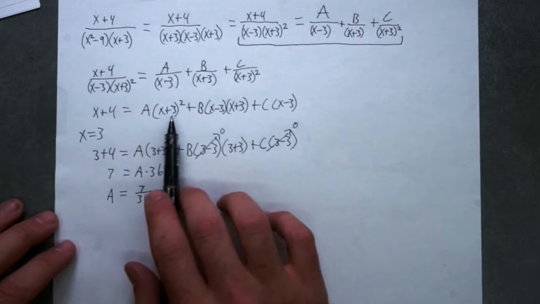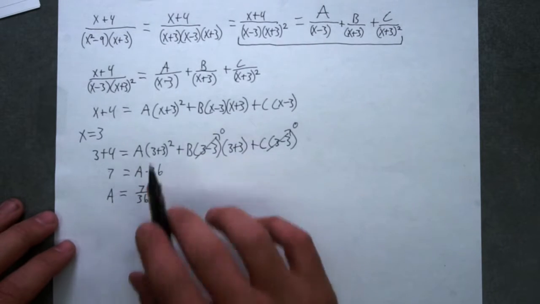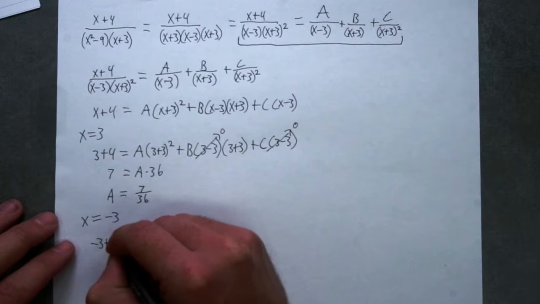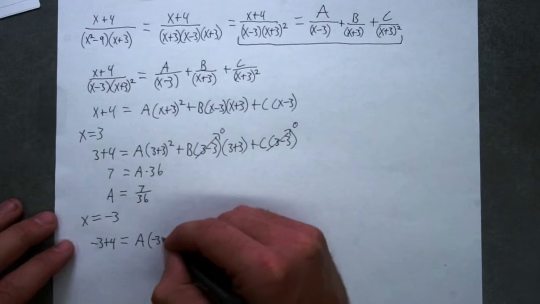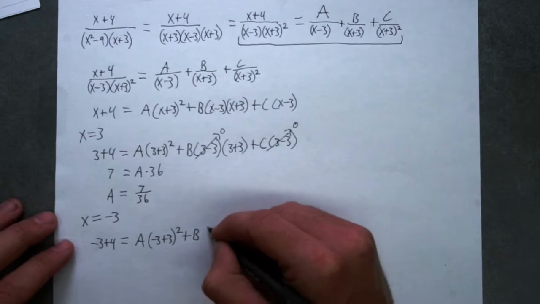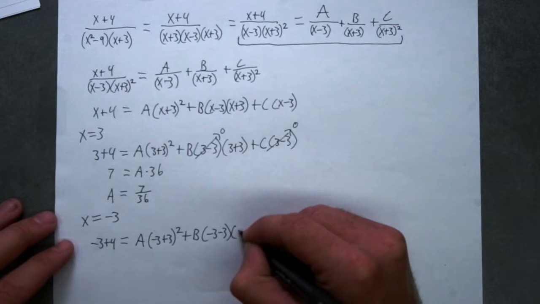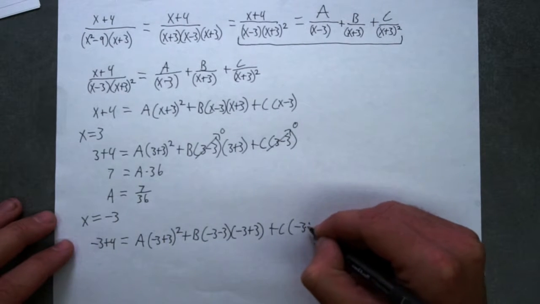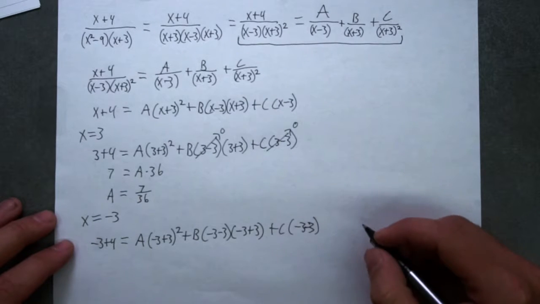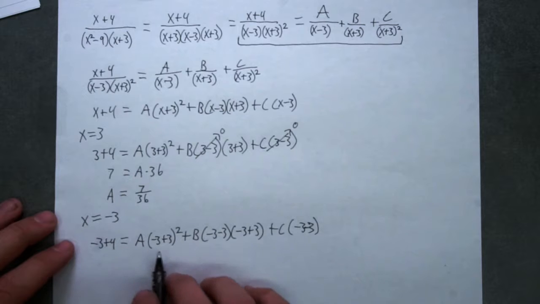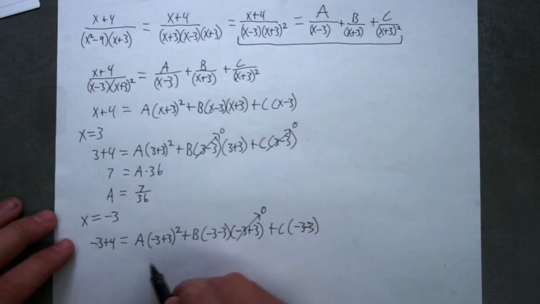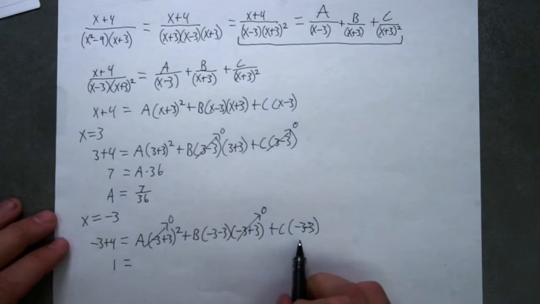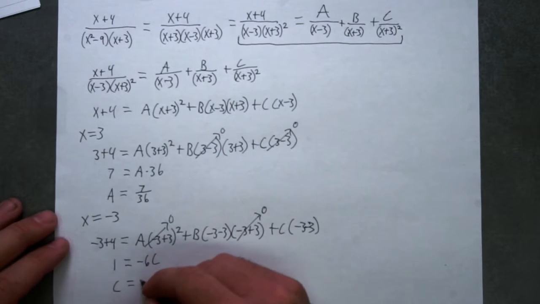Another convenient value would be −3 in this case. That would turn these terms to 0. So if we select x = −3, we can find that −3 + 4 is equal to A(−3 + 3)² + B(−3 − 3)(−3 + 3) + C(−3 − 3). So over here, we'll notice that this term goes to 0, and this term also goes to 0. So we get 1 is equal to −6C, or C is equal to −1/6.